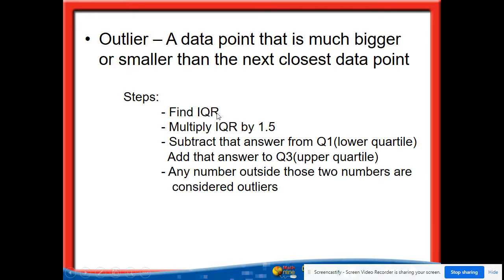First, we're going to have to find the interquartile range. Then we multiply that by 1.5. Subtract that number from Q1, the lower quartile, and also add it to Q3, the upper quartile. This will create a new range for us. Any number that's outside that range is considered an outlier. So we're trying to give a definition of where most of the numbers should occur, and if they're outside of that, that's considered an outlier. All right, so let's find some IQRs and some outliers.